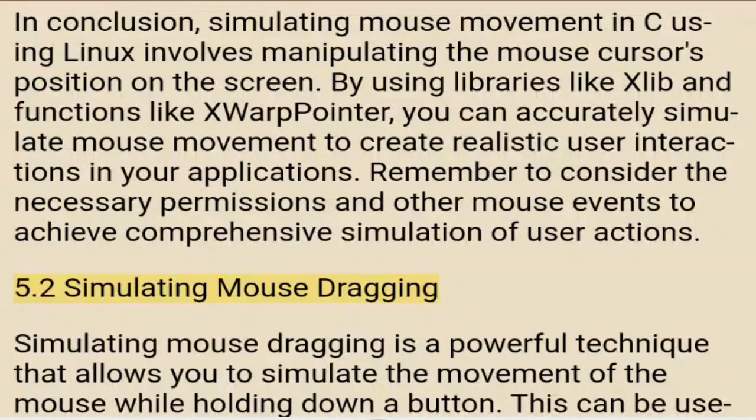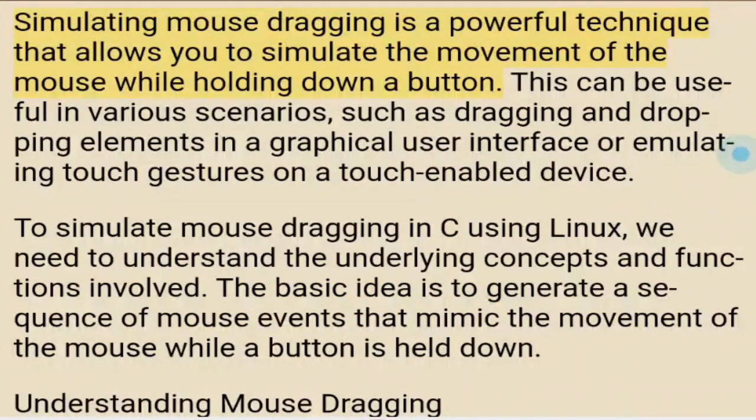5.2 Simulating mouse dragging. Simulating mouse dragging is a powerful technique that allows you to simulate the movement of the mouse while holding down a button. This can be useful in various scenarios, such as dragging and dropping elements in a graphical user interface or emulating touch gestures on a touch-enabled device.